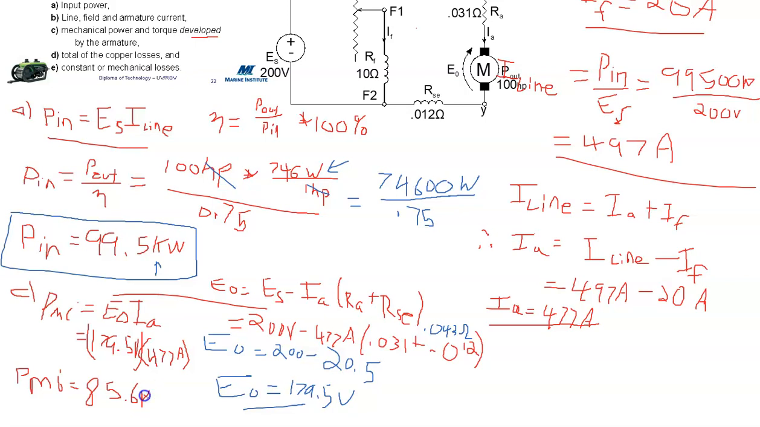Now we expect that to be bigger than P out, don't we? And when we said P out was 74.6 kilowatts, that gives us a constant loss that we can certainly calculate.